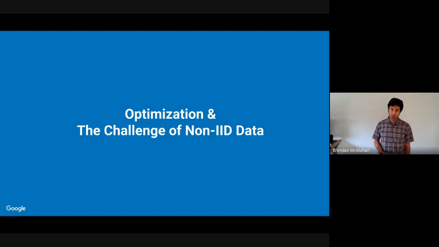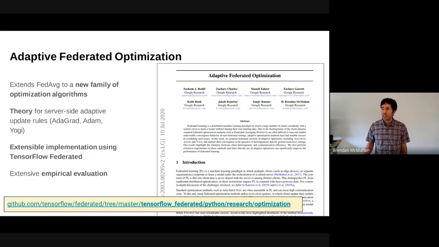Another thing that we heard a fair bit about in Virginia's talk this morning and elsewhere in this workshop is the challenges of optimization in the federated setting, particularly in the face of heterogeneous data. So in the last couple of minutes I have here, I want to give a quick shout out to this recent work on adaptive federated optimization from a bunch of collaborators across teams here at Google.